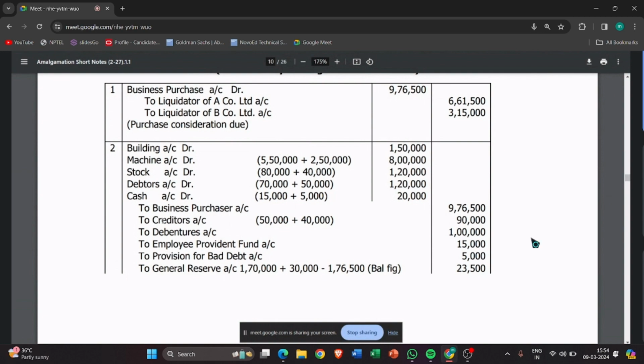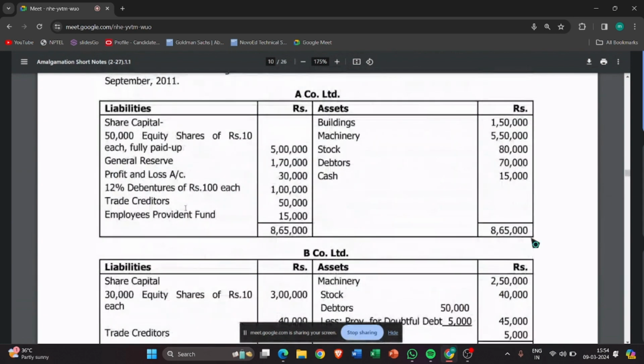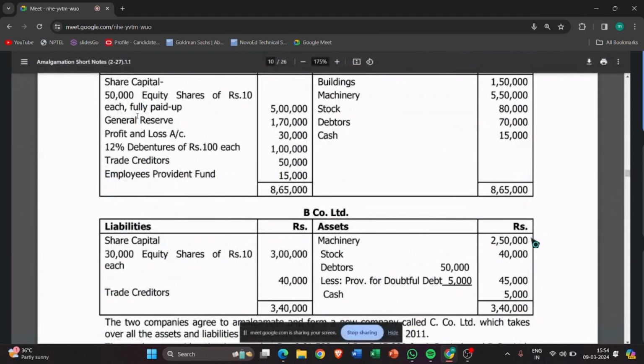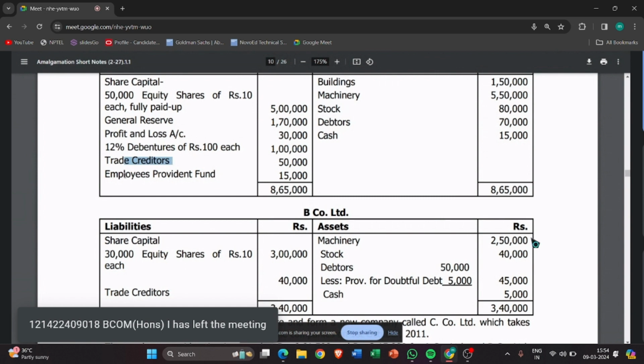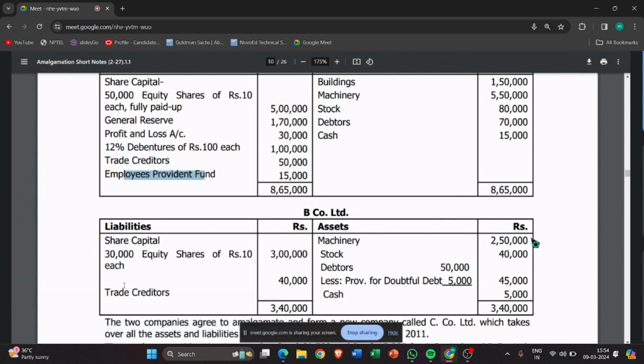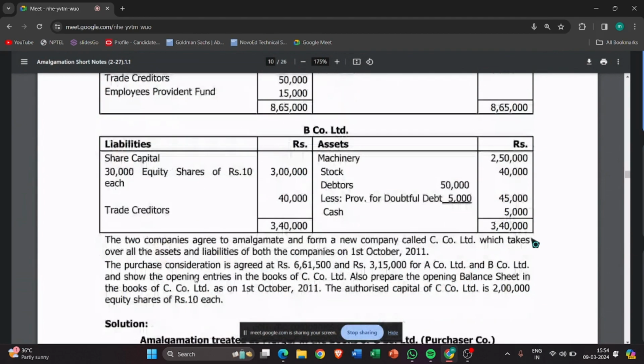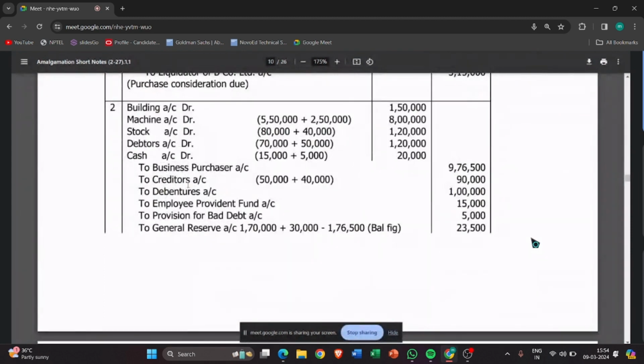Two, what are the liabilities I have taken over? You can see the liability side. A Limited is having, we will not touch the capital, and for now we will take only outsiders' liability. Outsiders' liability, A Limited is having debentures, creditors, employee PF, and B Limited is having only trade creditors. So the liabilities taken over will be creditors of both of them, A and B Limited put together, debentures of only A Limited, employee provident fund also of A Limited itself.